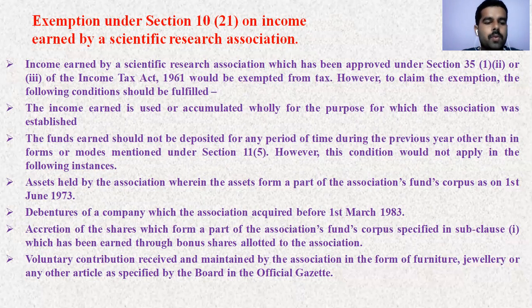The next one: voluntary contribution received and maintained by the association in the form of furniture, jewelry, or any other article as specified by the Board in the Official Gazette. Voluntary contribution means that for the scientific research association, some voluntary contributions also come from the public. On that also it is fully exempted. Okay, these exemptions are allowed for the scientific research association.